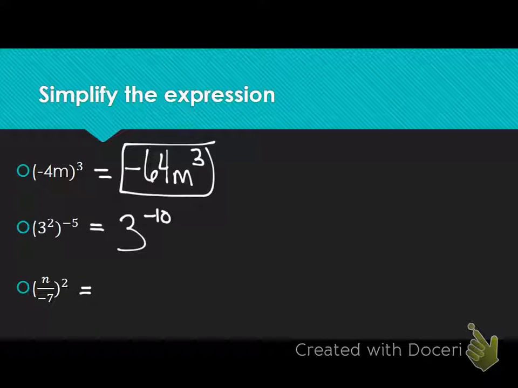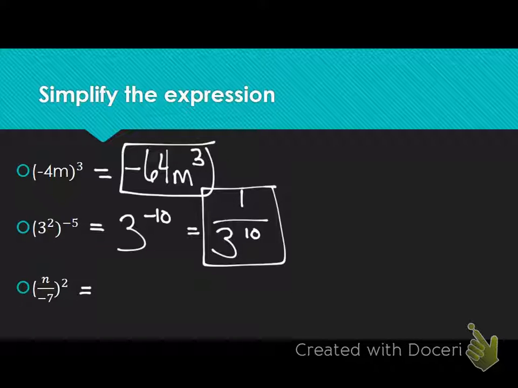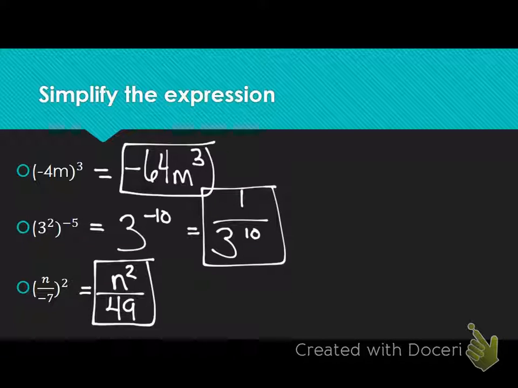And then in order to write that as a positive exponent, what do I need to do? Make it over negative. Yeah. All right, and then the third term was going to be n squared over 49.